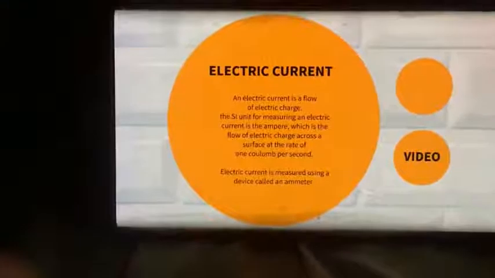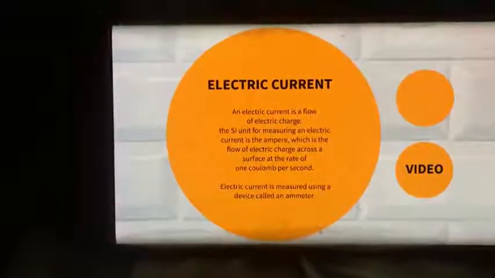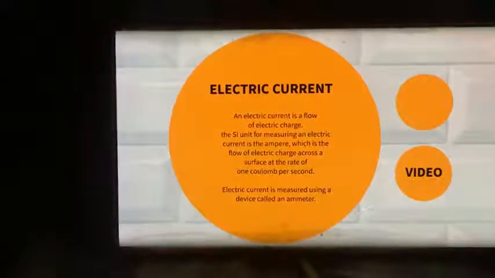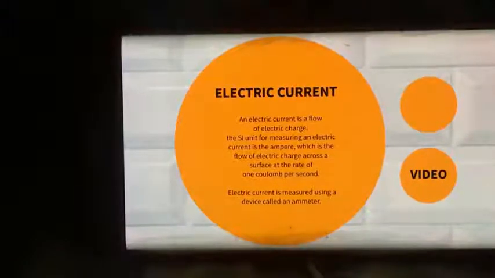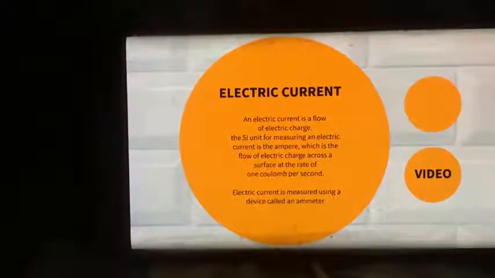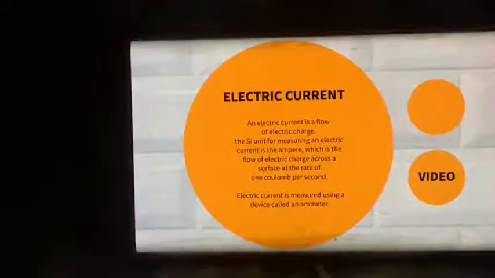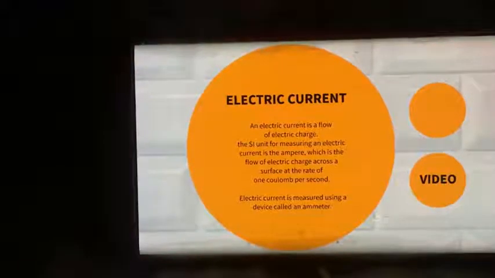Electric current. An electric current is a flow of electric charge. The SI unit for measuring an electric current is the ampere, which is the flow of electric charge across a surface at the rate of 1 coulomb per second. Electric current is measured using a device called an ammeter.